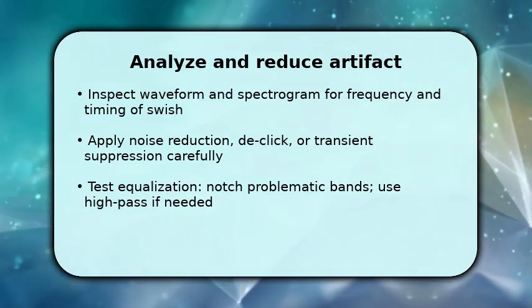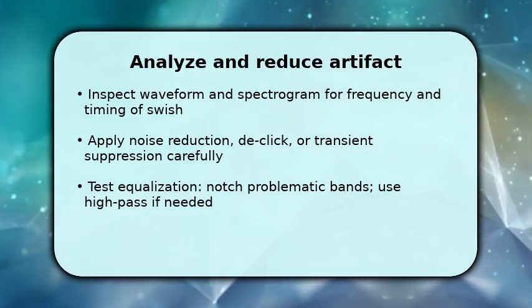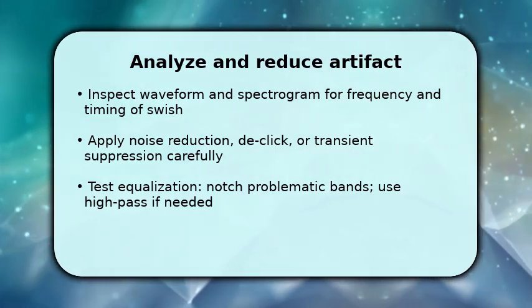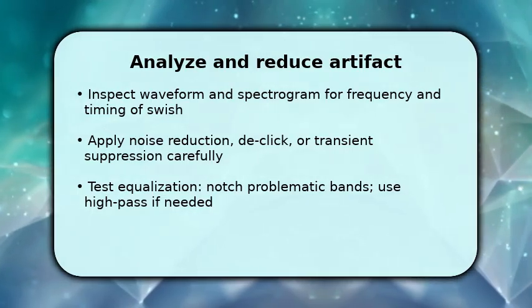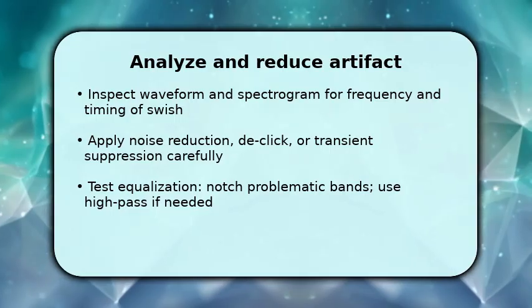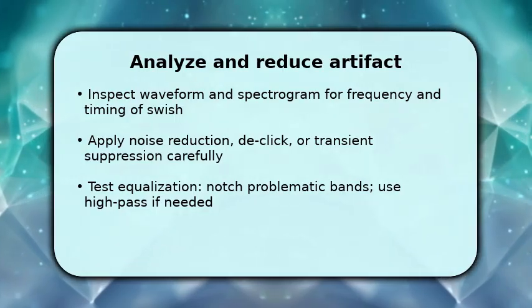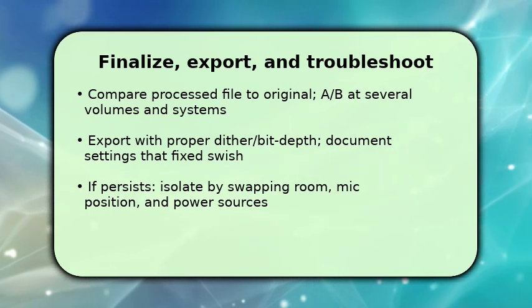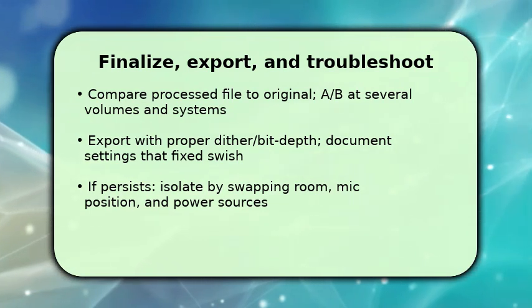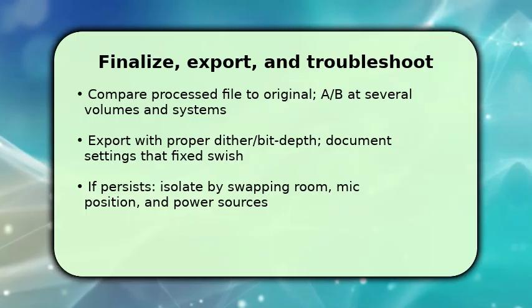Next, apply surgical EQ, a narrow notch or a subtle high pass, and audition in context, because processing can shift perception. You finish by comparing processed and original files, doing A/B checks at low and high playback levels and on multiple systems. Once satisfied, export at the correct sample rate and bit depth with dither if lowering resolution.